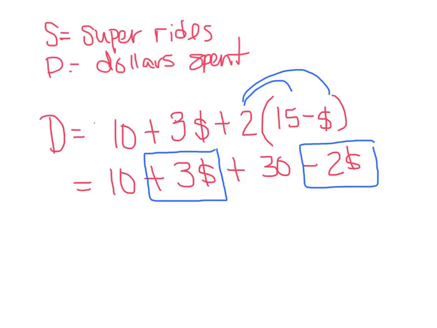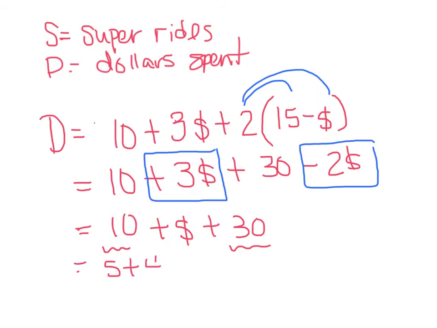So let's combine some like terms here. We've got 10 plus S plus 30. Now let's combine these like terms. And 10 plus 30 would be 40. So we've got S plus 40.